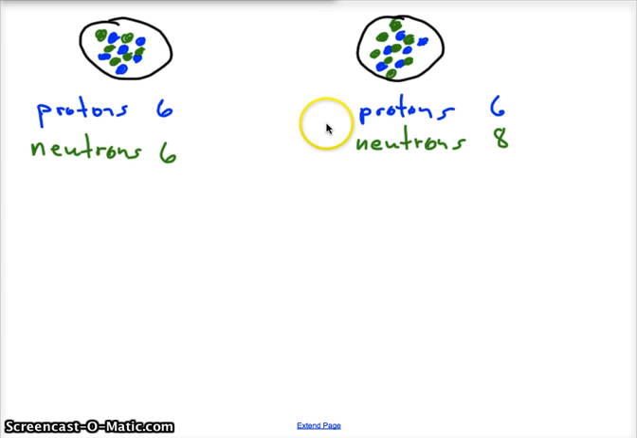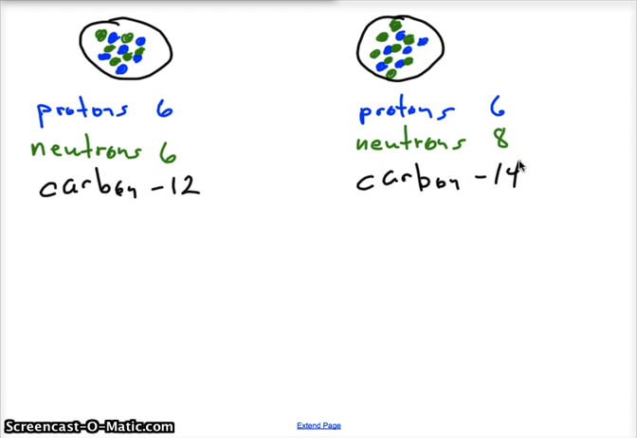And so here's the thing. They both have 6 protons. And what did we learn about protons? Protons is the atomic number, and the atomic number identifies what the element is. And so 6 protons make both of these carbon. This is carbon 12 because it's got a mass number of 12. 6 plus 6 is 12. This is carbon 14. 6 plus 8 is 14.